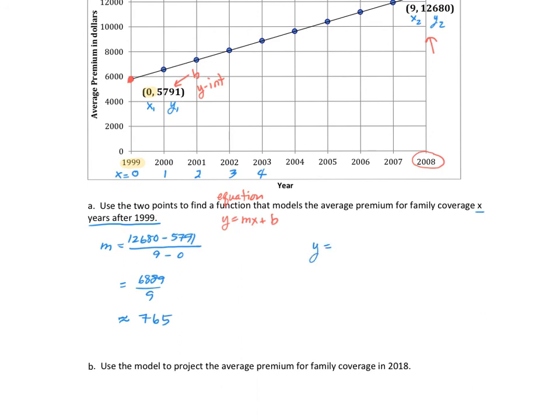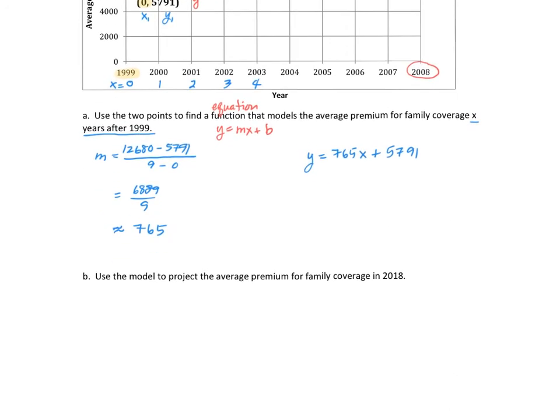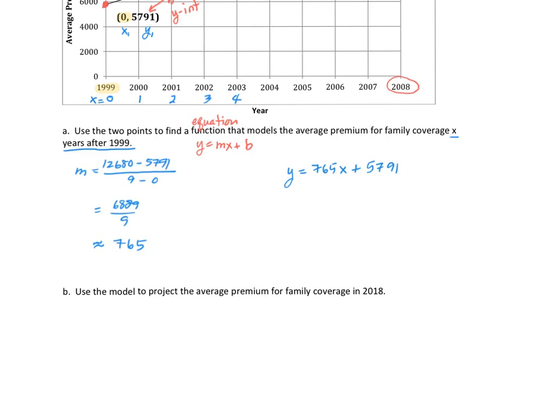So my equation is going to be 765x plus 5791. And that would be the equation that models this problem. It's simply just the equation of the line. But if it says a function, I could replace y with f of x and write it in function notation. It doesn't really matter which one you use. So that was our part A.